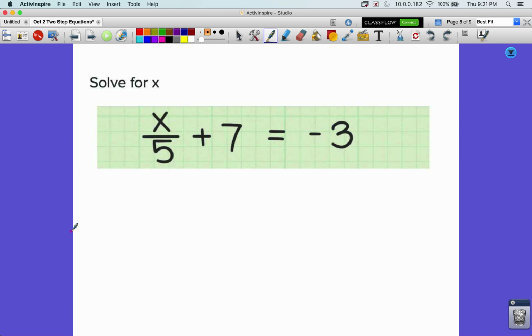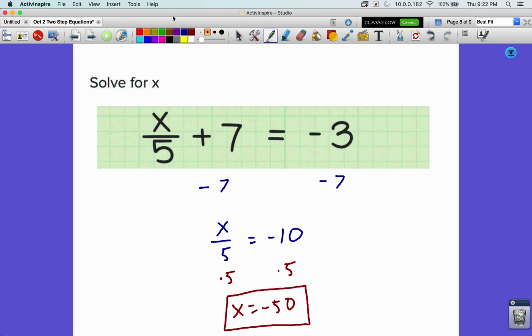All right, here's another example. Go ahead and copy it down. So this time x is being divided by 5, and then we're adding 7. And on the other side, we have just a negative 3. So focusing just on the side with the variable, we have to undo what's being done in the reverse order. So the last thing that happens is that plus 7, so we're going to subtract 7 from both sides. Now we've got x over 5 equals negative 10. Now the only thing being done is to divide by 5, so we're going to multiply both sides by 5, and I get x equals negative 50.